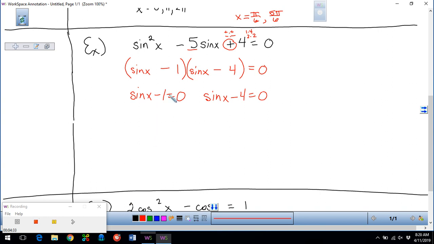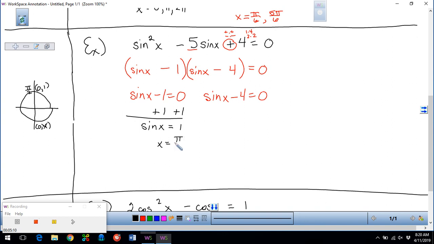Solving each one of those equations, I'm going to add 1 to both sides. Sine of x is equal to 1. So now I'm going to go look on my unit circle. Where is the sine of x equal to 1? So I'm looking for the second value of my ordered pair to be equal to 1. And I find that up here at pi over 2. Remember, 3 pi over 2 down here at the bottom doesn't work because that is 0, negative 1, and negative 1 is not the same as 1. So our first solution is x equals pi over 2.